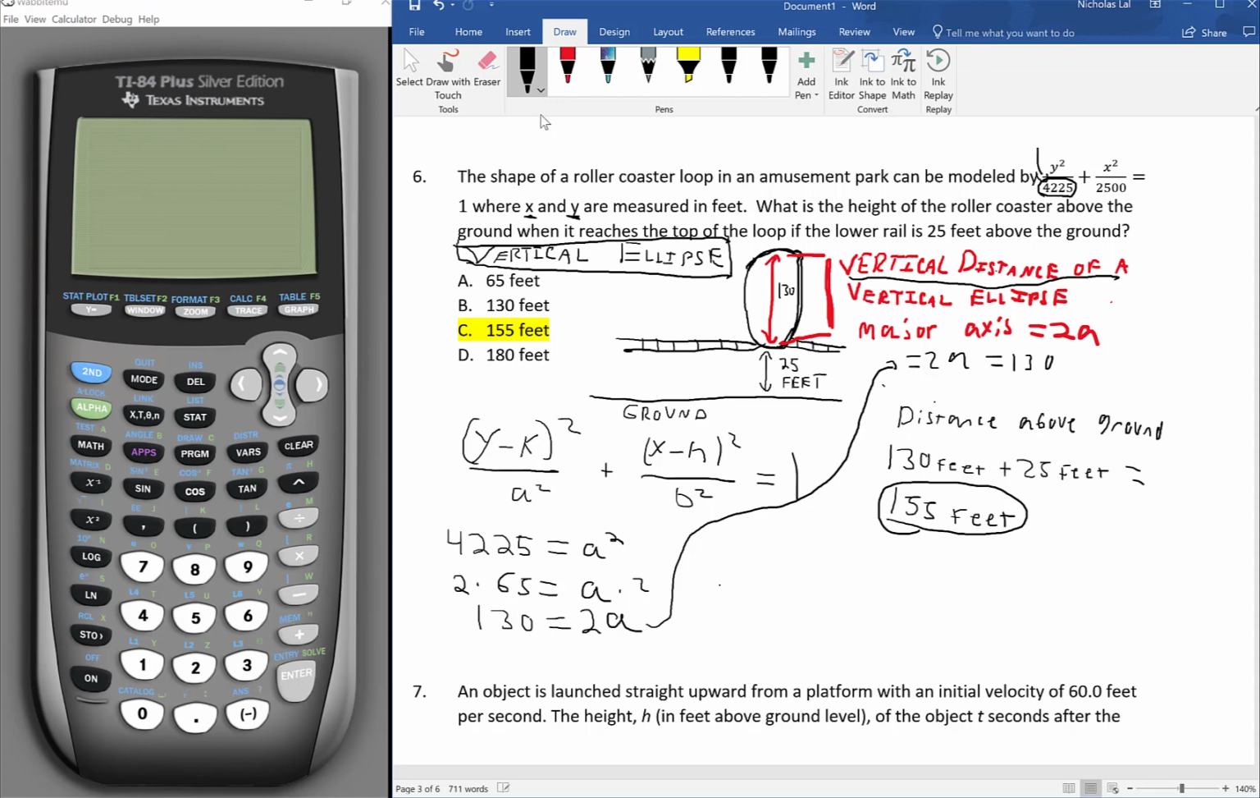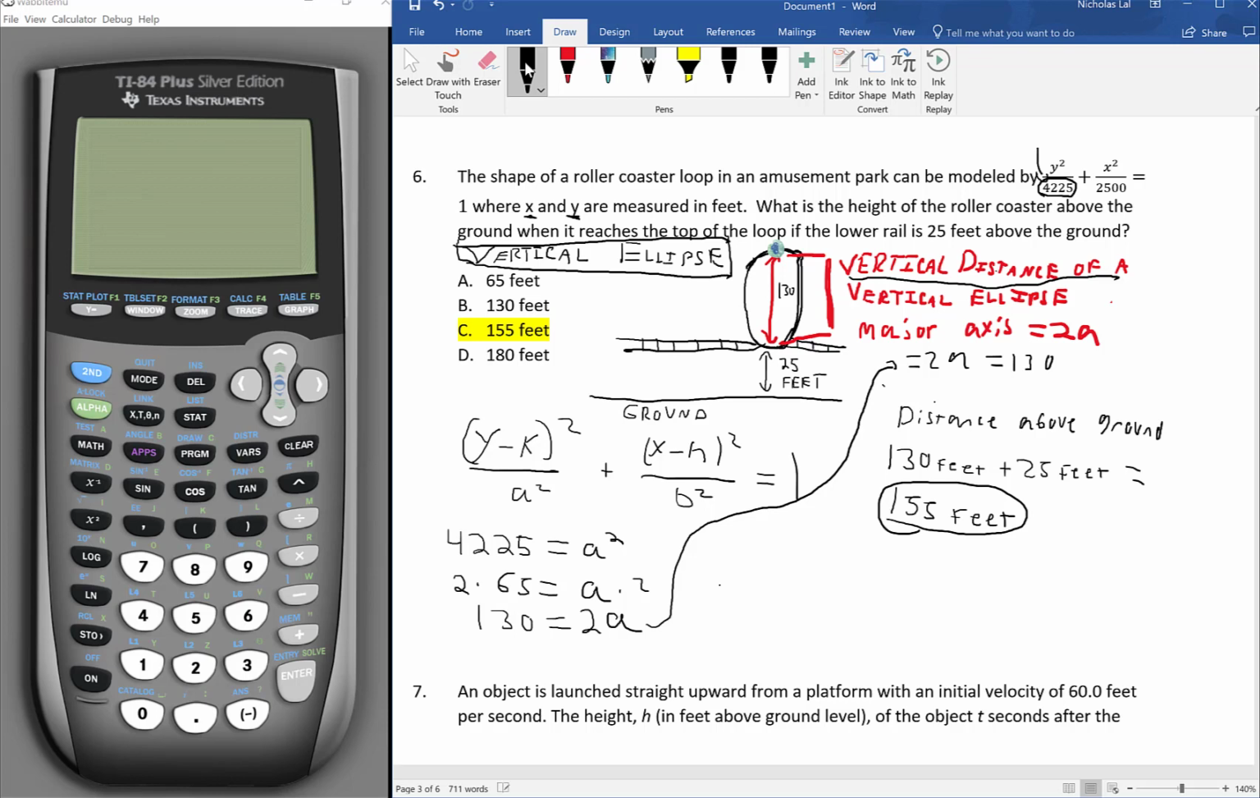So this ellipse has the formula y minus k squared over a squared plus x minus h squared over b squared is equal to 1. So we need to find the major axis length 2a, because as we're visualizing it, here is the ground, follow my cursor. Then the roller coaster loop starts 25 feet above the ground. And then the highest point of the ellipse is going to be at the very top of the ellipse right here. So that's going to be the full major axis length. So that's going to be 2a. So 4,225 is equal to a squared.